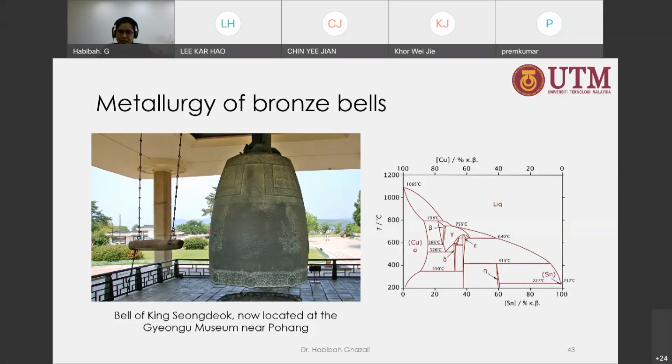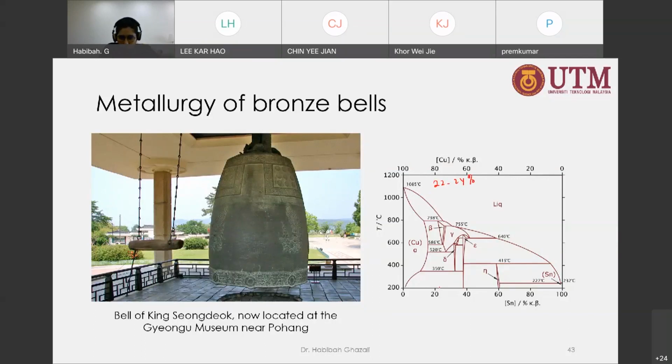For the first cast that they made, they used bronze with 22% of tin inside the material. What happened is that they used a lot of tin, so it became too brittle. When they cast it, it broke. So for the second one, they used 22 to 24% of tin, so it is around that alloy.